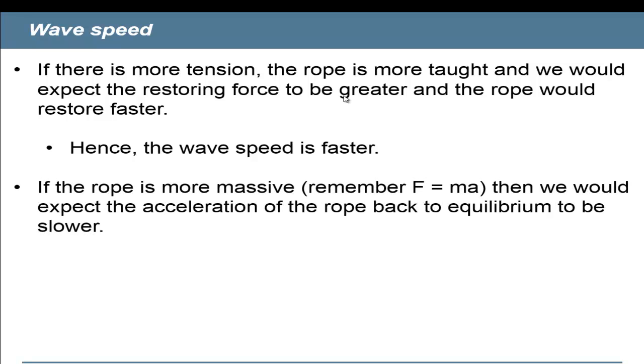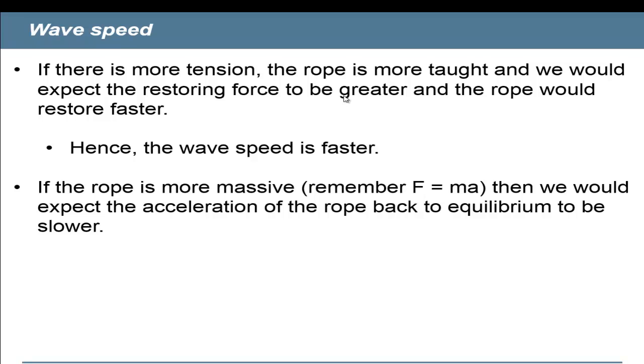What about if the rope is more massive? Think about Newton's second law there. F equals ma. Force is mass times acceleration. Then if it's more massive, we would expect the acceleration of the rope back to its equilibrium position to be slower, right? The more massive it is, the slower its acceleration, given that we have the same force. So if we have a more massive rope, we'd expect its return to equilibrium to be slower.